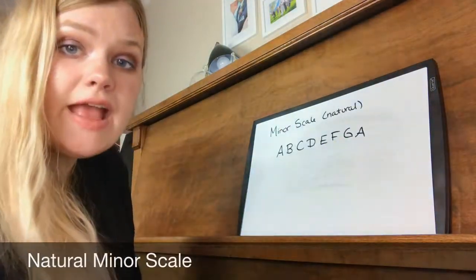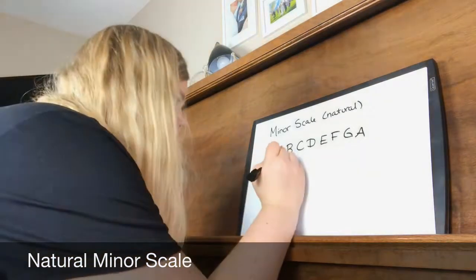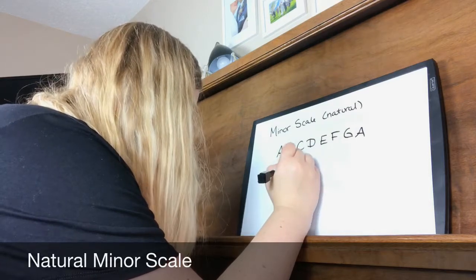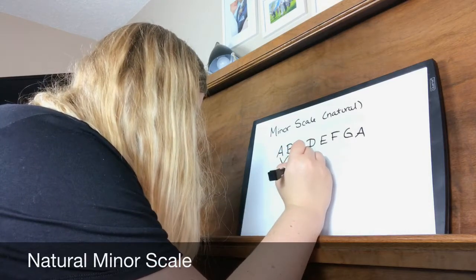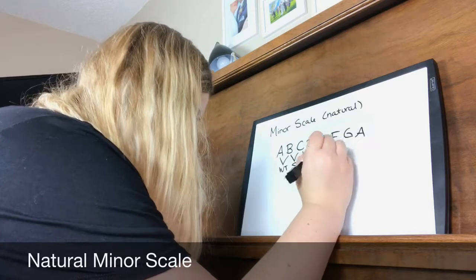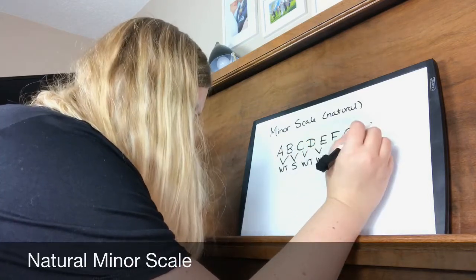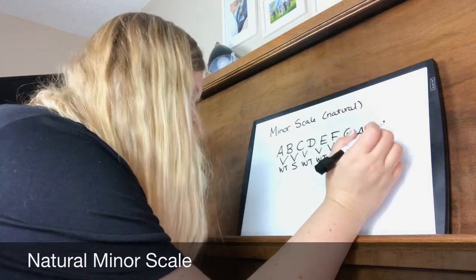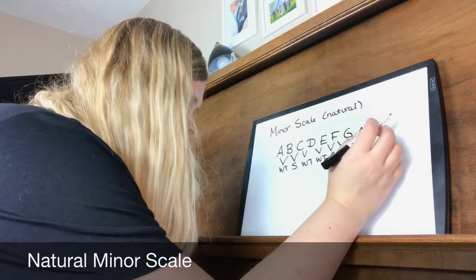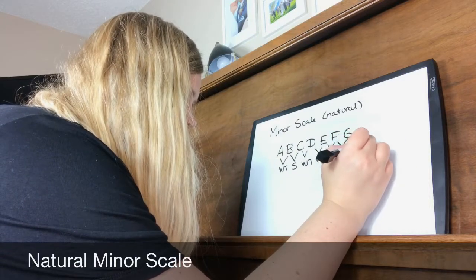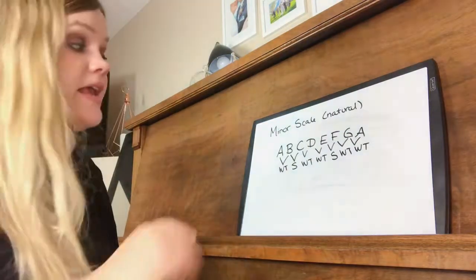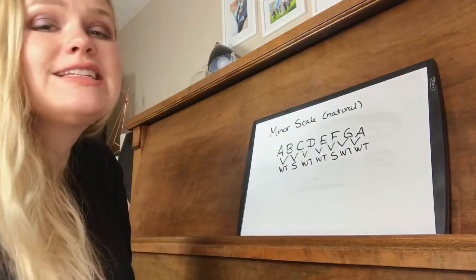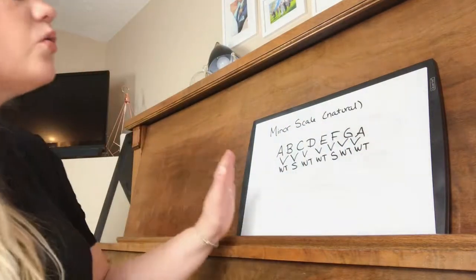The pattern for the A minor natural scale is A to B, whole tone, B to C, semitone, C to D, whole tone, D to E, whole tone, E to F, semitone, F to G, whole tone, and G to A, whole tone. And that same pattern is continued throughout, no matter which note you start on.